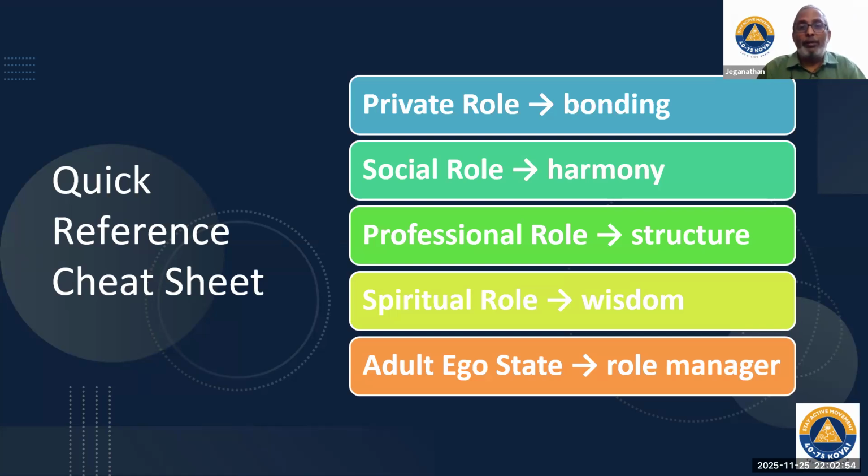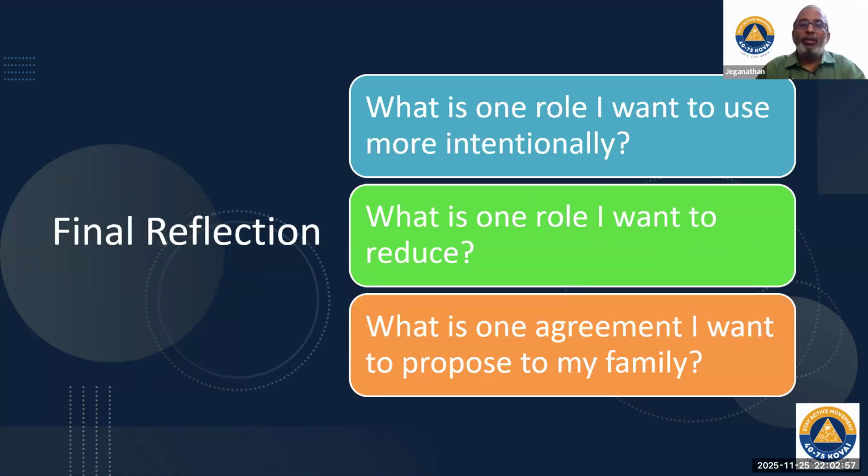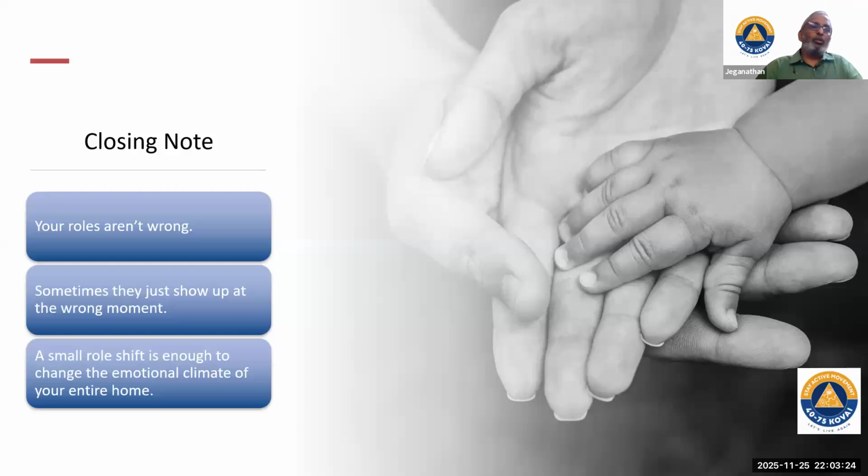So the final reflection: what is one role I want to use more intentionally, which will bring harmony into your family? What is one role I want to reduce? What is one agreement I want to propose to my family? The last one is very, very important. I would say all the final three reflections are important. And the closing notes: your roles aren't wrong.